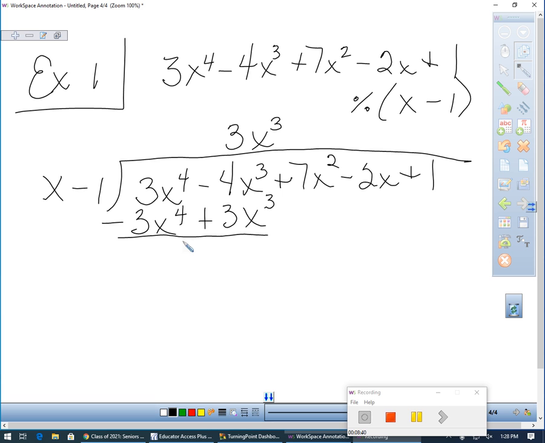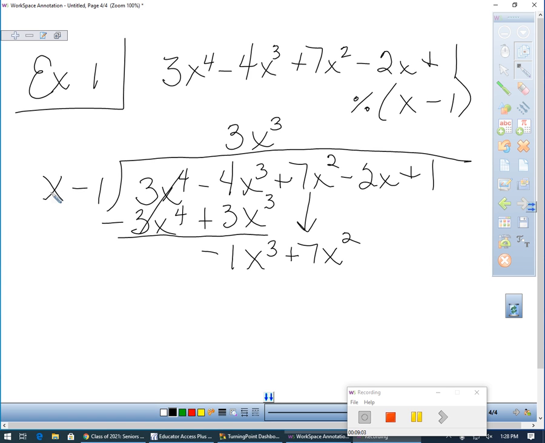Now we add them together, okay? Draw your line, change your signs. 3x to the 4th minus 3x to the 4th, they cancel. Negative 4x to the 3rd plus 3x to the 3rd is negative 1x to the 3rd. Now I bring down plus 7x squared.